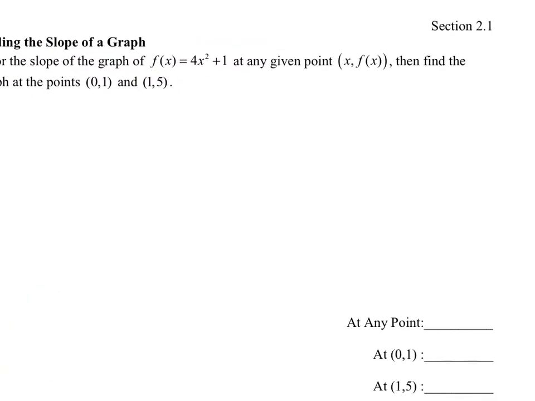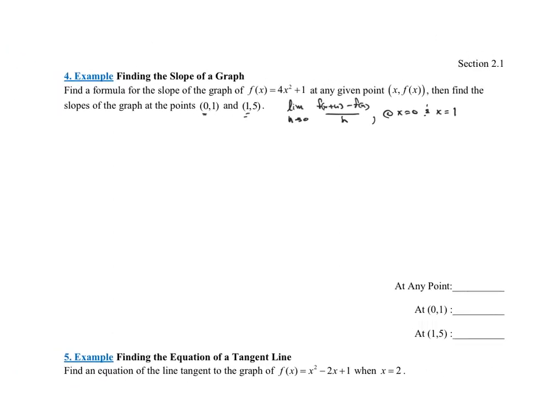What we're going to do is find the slope of the graph at a point, which we know is the limit as h approaches 0 of f of x plus h minus f of x all over h. We're going to find that in general. Then we need to find it at x equals 0 and at x equals 1. Those are the two different x values that they're asking for us to plug in. So how do we do this? Well, let's break it into our steps again.